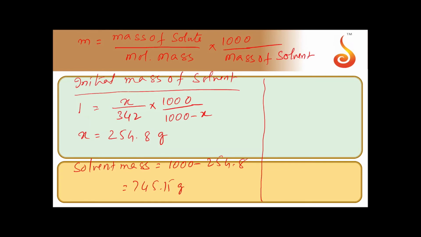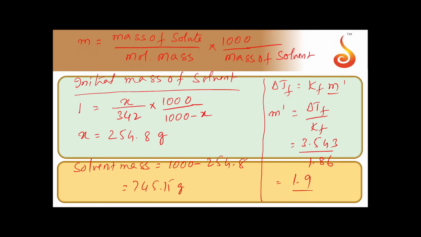Now we require new molality to maintain low temperature. For that, delta Tf is equal to Kf into m. This m is going to be new molality. Let us say m dash now. So m dash is equal to delta Tf by Kf, which is equal to 3.543 by 1.86, which comes to 1.9. It's a new molality for us now.